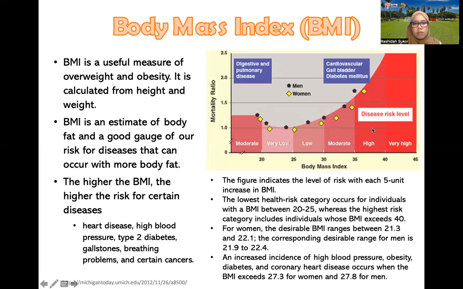The figure indicates the level of risk with each 5 unit increase in BMI, so 20, 25, 30, 35, 40, and 45. The lowest health risk category occurs for individuals between 20 to 25. So it is best to maintain our BMI around this 20 to 25. Whereas the higher risk category includes individuals whose BMI exceeds 40. So you see that this rate indicator, the mortality ratio, is very high.